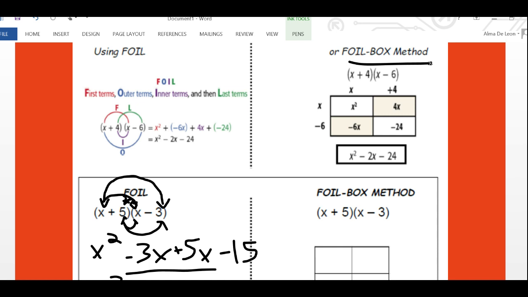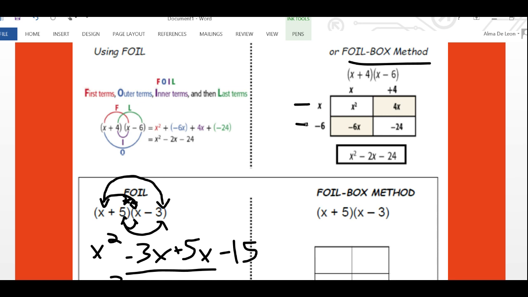If you look at the first parentheses, you have x plus 4. That means that you have two terms inside that parentheses. That's going to mean that we are going to use two rows, one row for each one of those terms. One row for x, one row for -6.